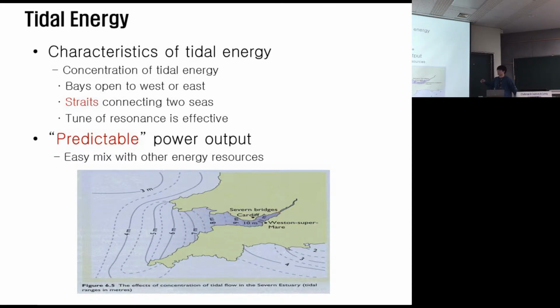And also the tune of resonance is effective because the tide has a very constant frequency, and this is related to the predictable power output. Because we know how much tide comes in and how much tide comes out, it is quite easy to predict how much of the power we can produce. And also, relating to what the professor mentioned earlier, it is quite easy to mix with other energy resources.